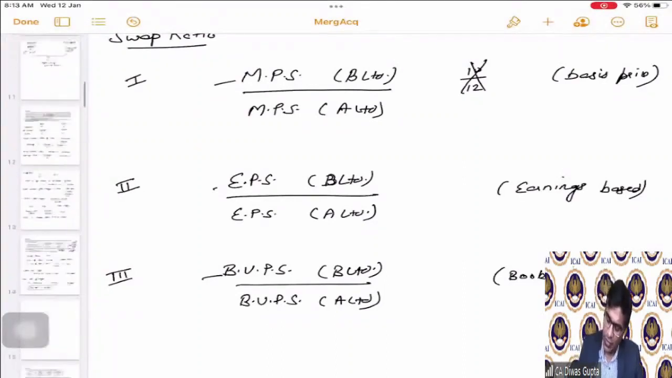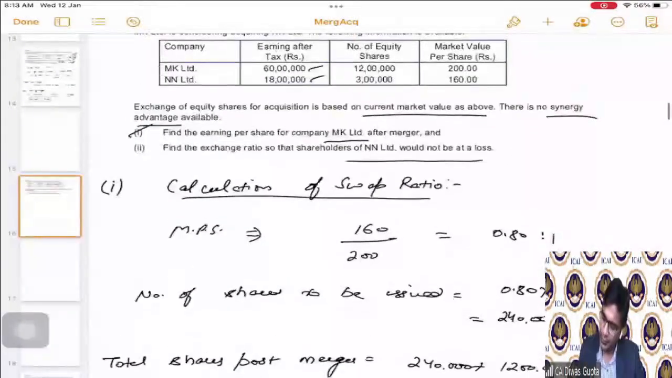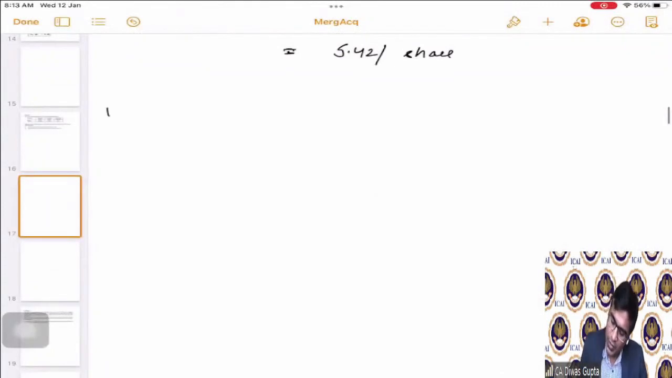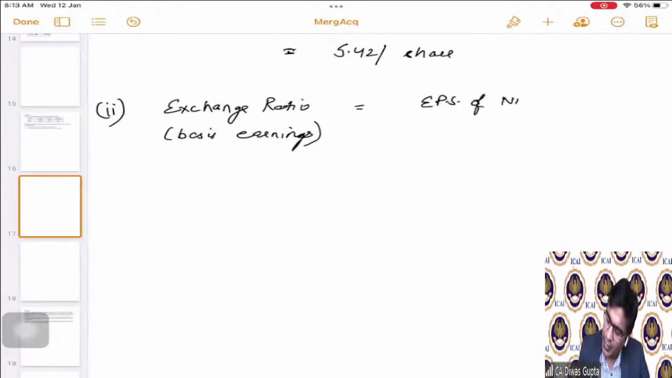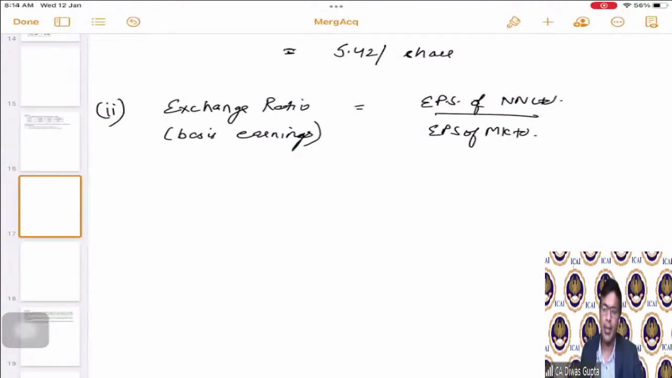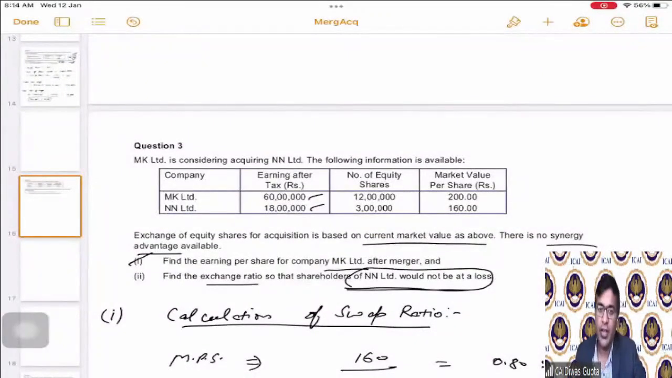So we are going to use the same exchange ratio here, so that the shareholders of NL Limited would not be at loss. That means the question is asking us to calculate the exchange ratio basis the earnings. This is the EPS of NN Limited divided by the EPS of MK Limited. What is the EPS of NN Limited? It's not given. We have to calculate that.